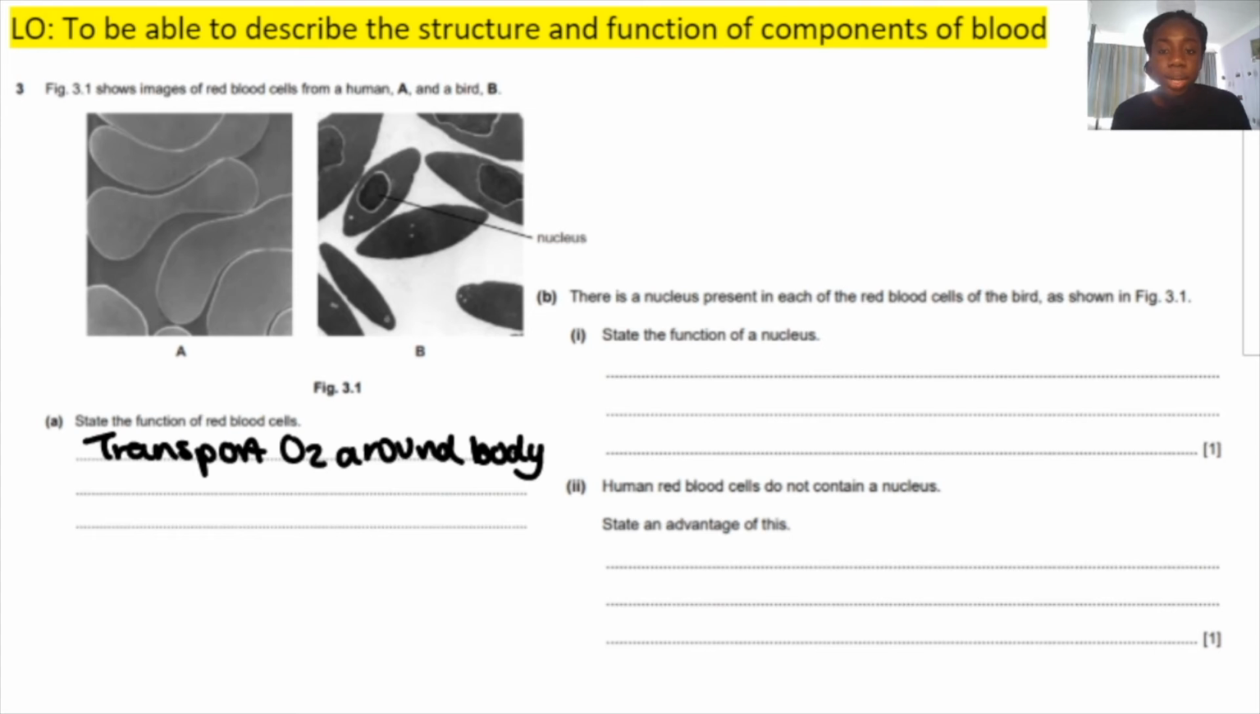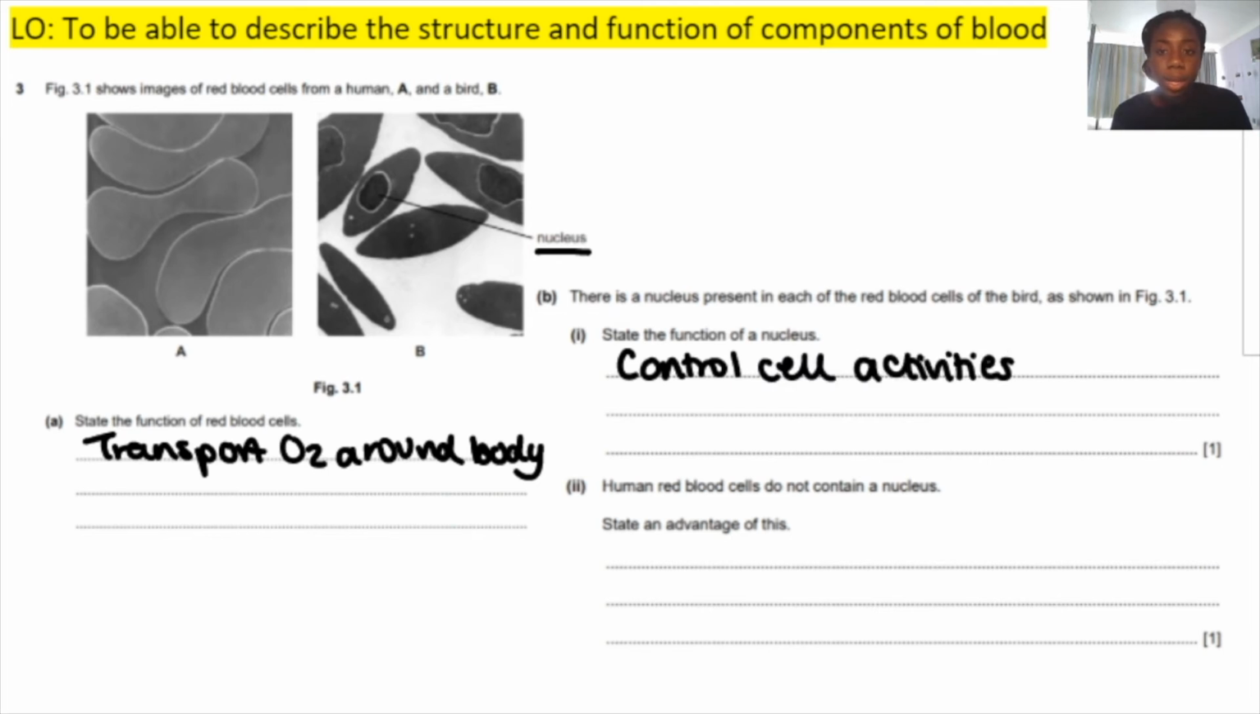Secondly, there is a nucleus present in each of the red blood cells of the bird, as shown in figure 3.1. So we can underline it here. State the function of a nucleus. So this goes back to knowing all of our organelle functions. So the nucleus is obviously a really important organelle in every single cell where it's present, and its function is to control the activities of the cell. So we can put down control cell activities.